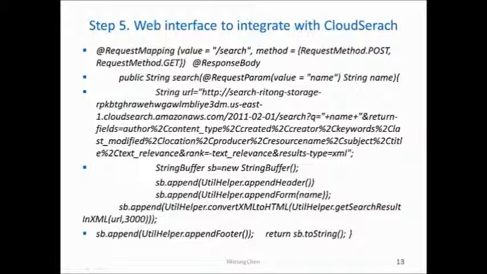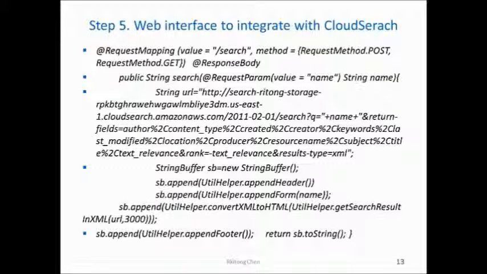And basically, this is the code which I wrote. It receives the name, and then I use the URL and parse the name, and these are the return fields which I use by default. Of course, you can add more or remove some of them from the return fields, and then basically you parse the XML to HTML and return it back to the client side. Okay, that's all I did.